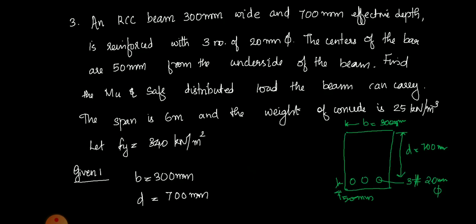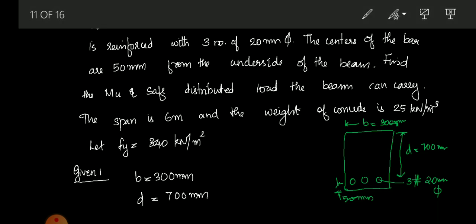An RCC beam 300 mm wide and 700 mm effective depth is reinforced with 3 numbers of 20 mm bars. The centers of the bars are 50 mm from the underside of the beam. Find the Mu and safe distributed load the beam can carry. The span is 6 meter and the weight of the concrete is 25 kN per meter cube. Let fy be equal to 340 N per mm square. Okay, in this question we have to find out Mu and the safe distributed load.